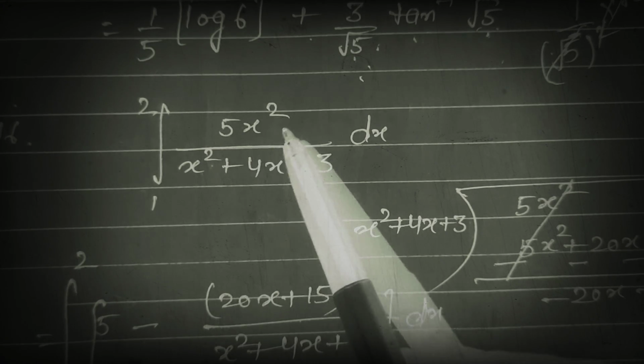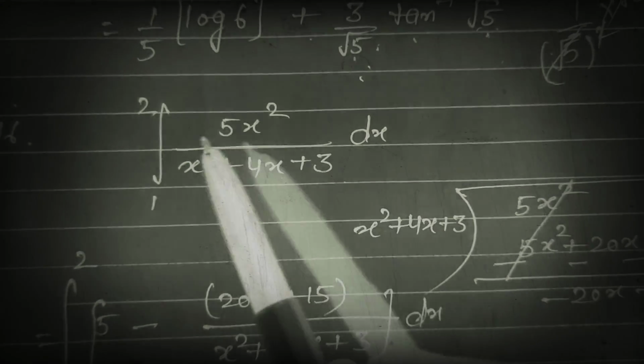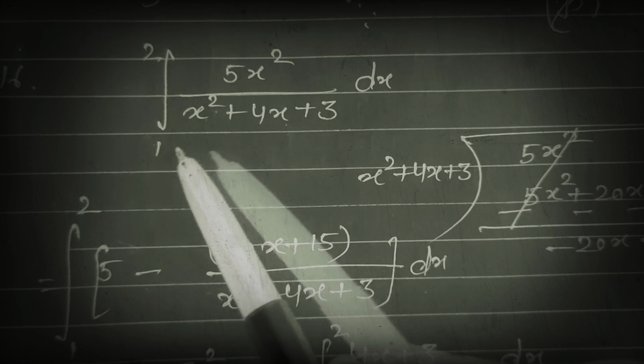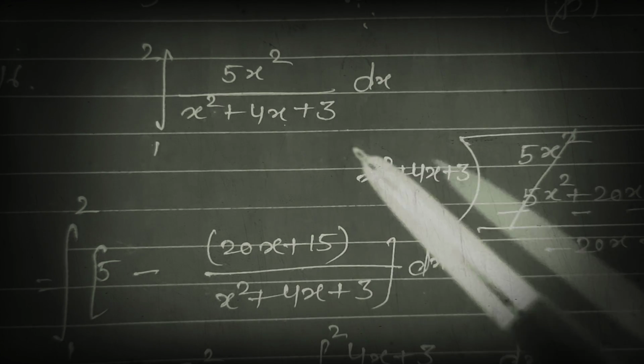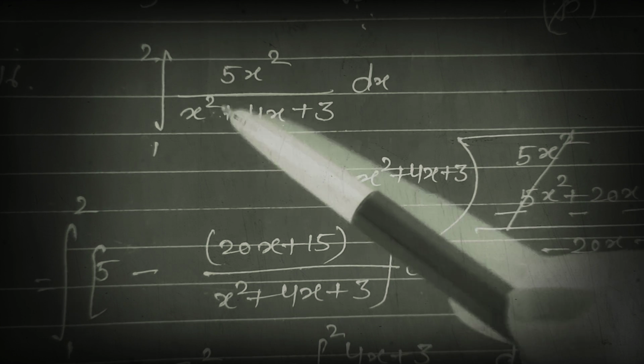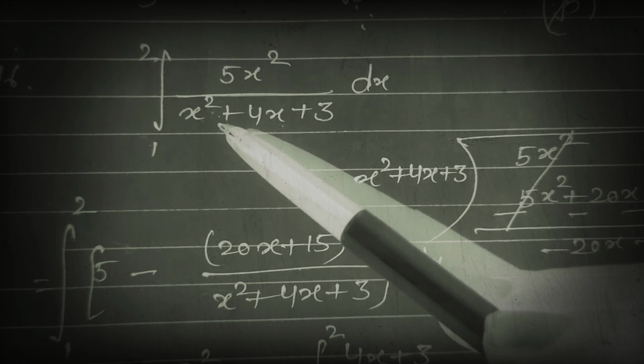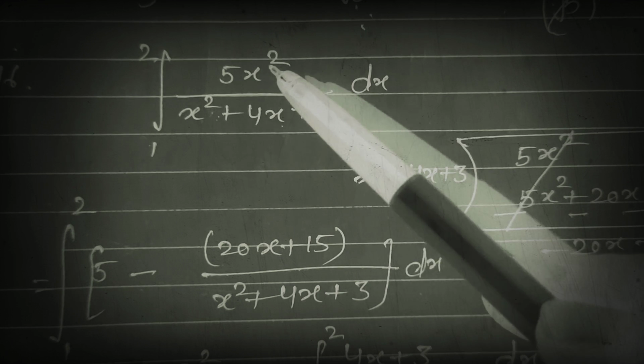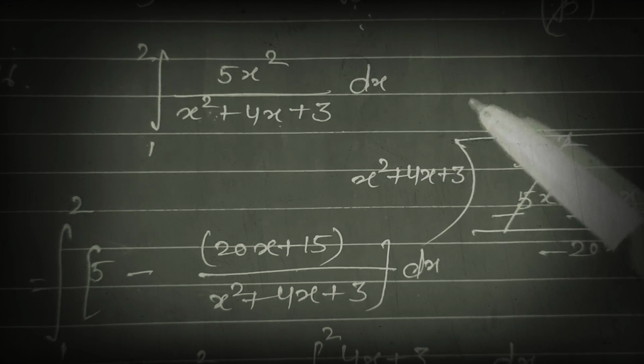It is 5x square upon x square plus 4x plus 3. Limit is 1 to 2. So how will we solve this question? Look at this, observe this question. Numerator power and denominator power is same. The degree of numerator and denominator function is same. So we will divide it firstly.